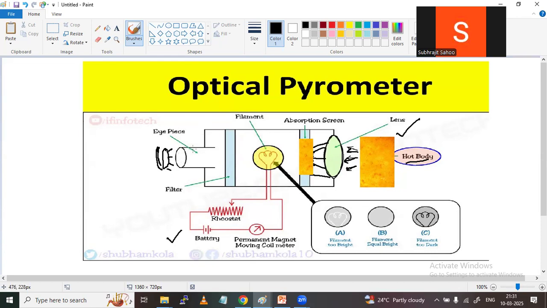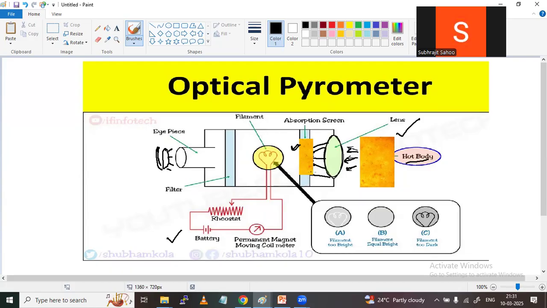So brightness comparison we can do like this. Now the first case is what? Observe the first case. Suppose the filament is here dark, that means less brightness in comparison to this one. Comparison to this one case, right?